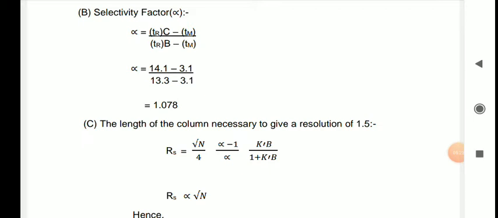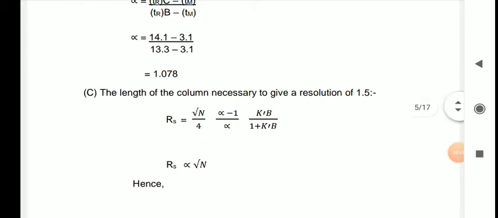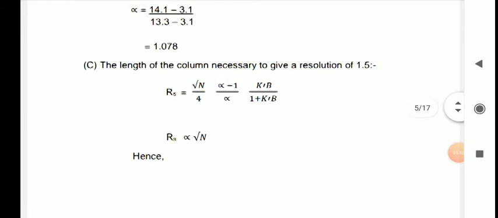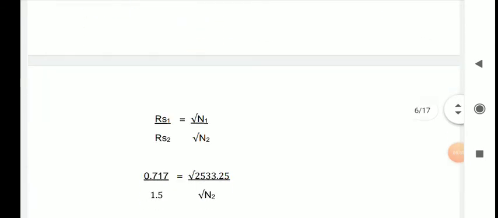The resolution is proportional to square root of N, because alpha is going to remain the same, whatever the resolution may be, and k dash B, or the retention factor of the second solute, is going to remain the same. So Rs is proportional to square root of N. Now we want a resolution of 1.5, but we have the resolution which we have got. So since Rs is proportional to root of N, Rs1 upon Rs2 will be root of N1 upon root of N2.